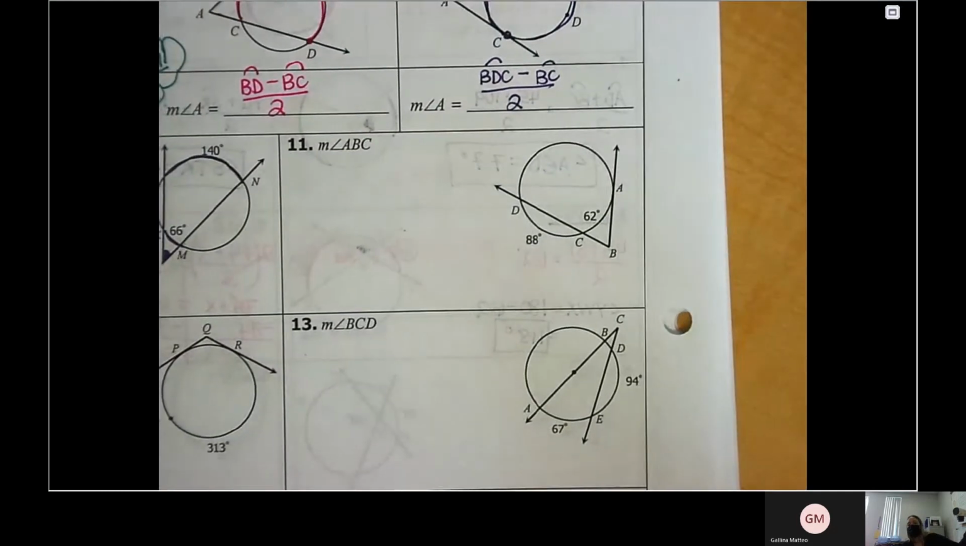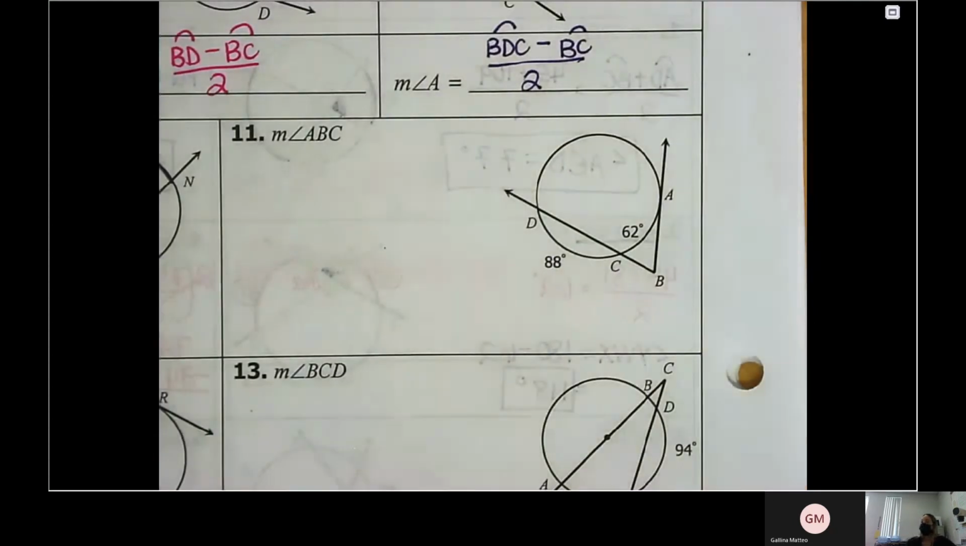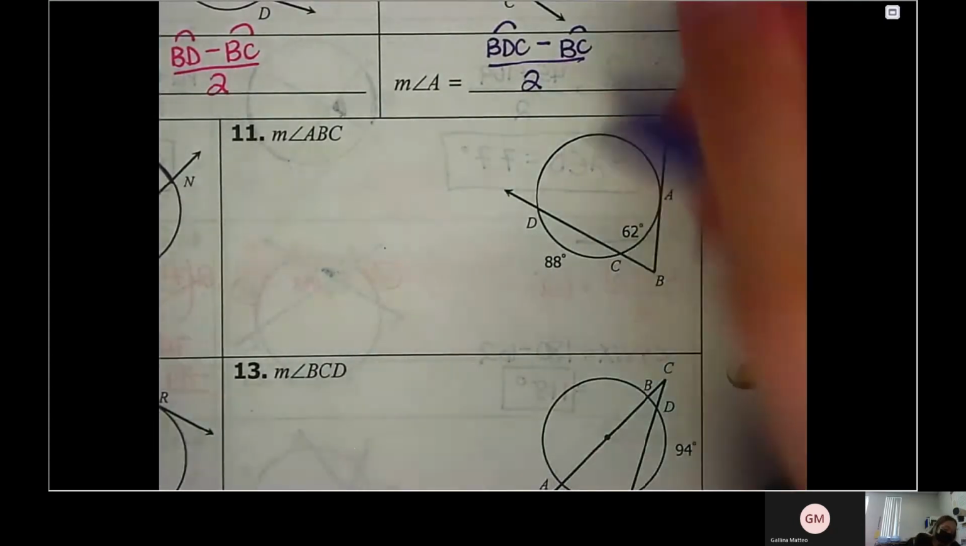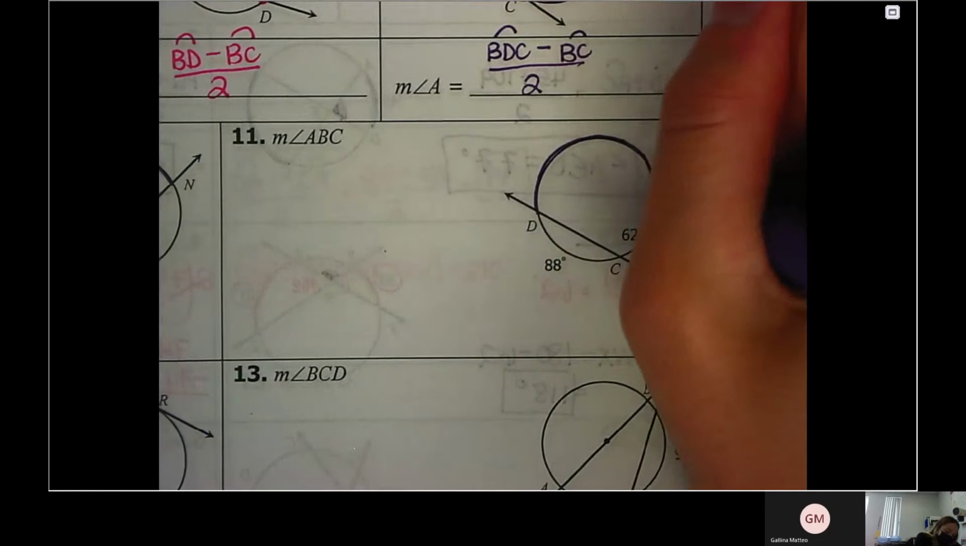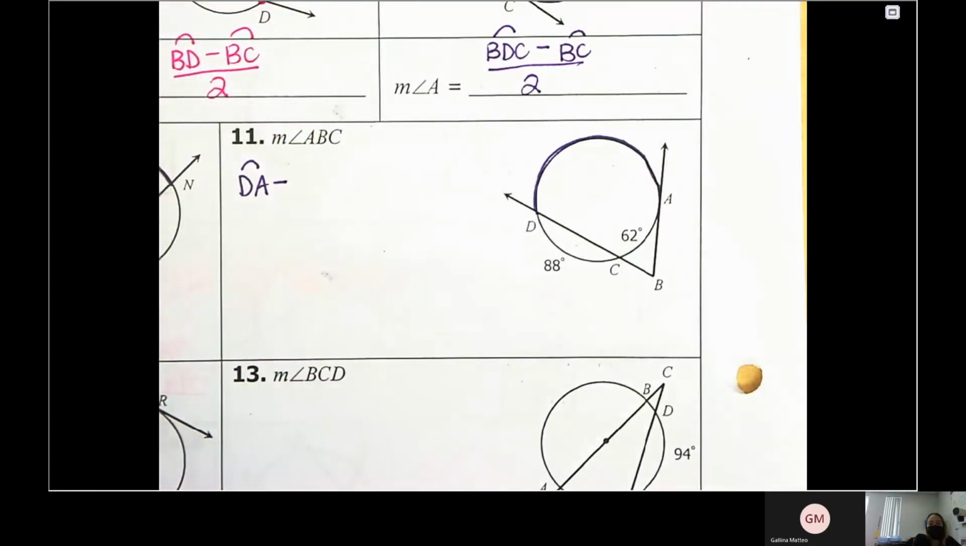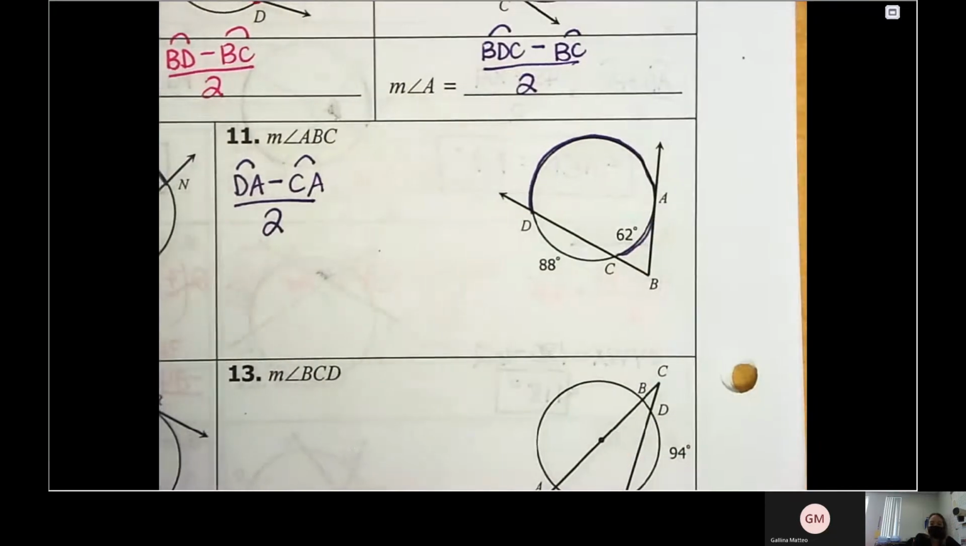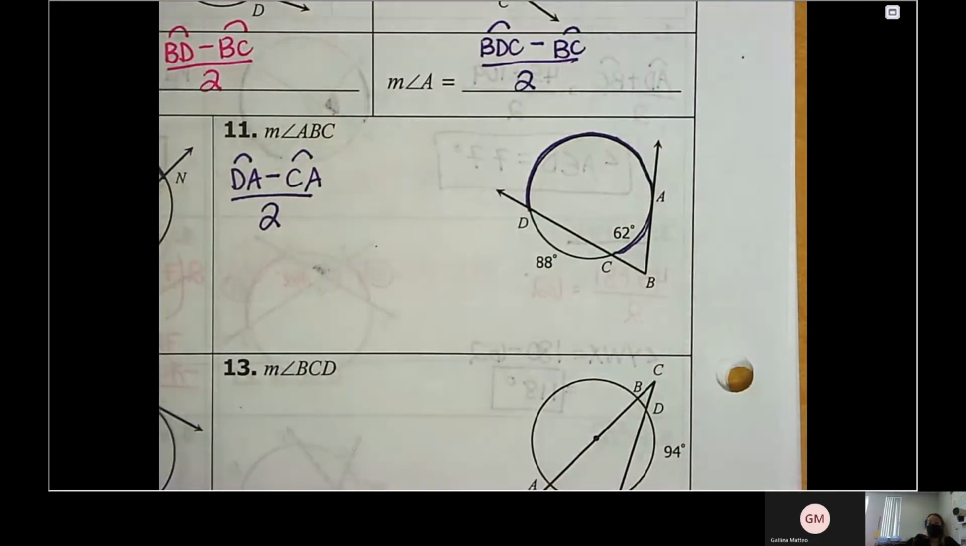Okay, number 11. Let's name them. What is your big arc in number 11? DA. DA is your big arc. Good. Minus, what's your small arc? AC or CA, whichever way you want to write it. Divided by 2. Now what's my problem? I don't know the big arc. I don't know DA. How am I going to figure it out?